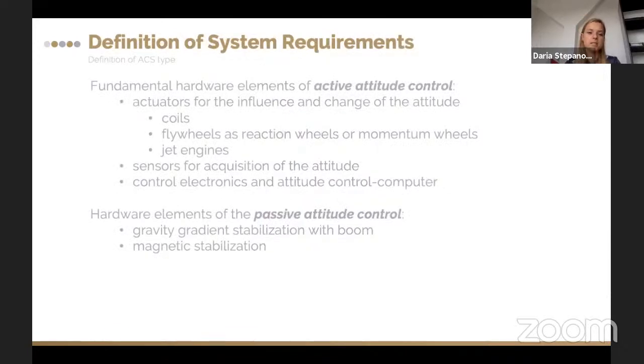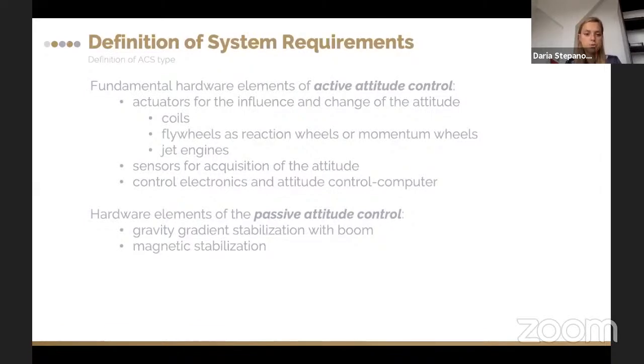Then there are several approaches to provide active attitude control, and there are several types of actuators. These are coils, flywheels or reaction wheels, and jet engines. After we define the actuators, we also need to define sensors, based on which we're going to estimate the orientation, and control electronics to control the actuators and collect the data from the sensors. This is for the active attitude control.